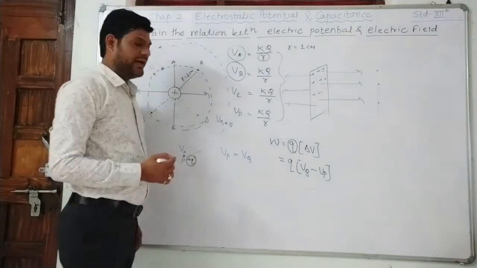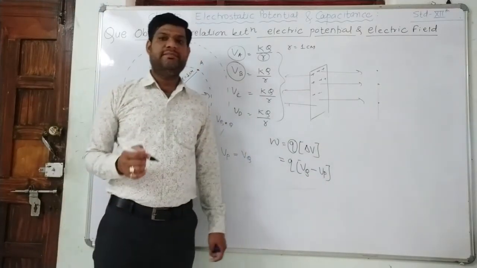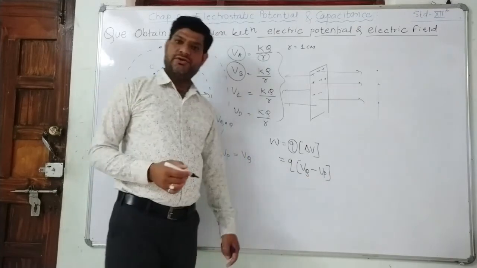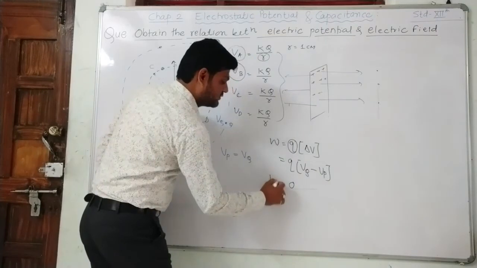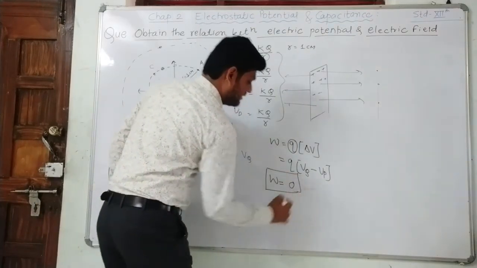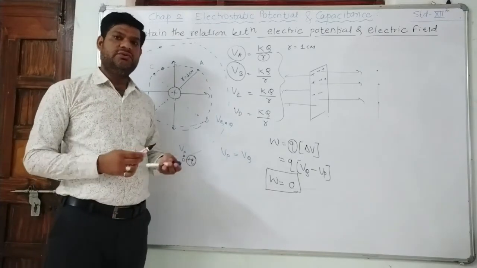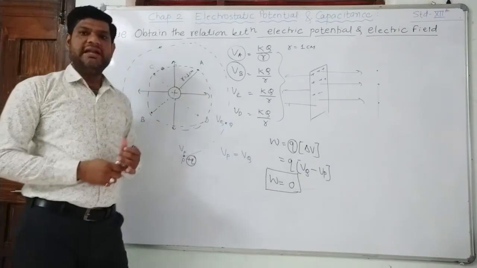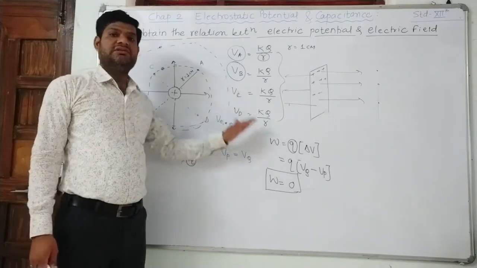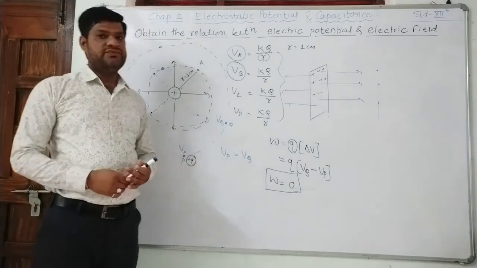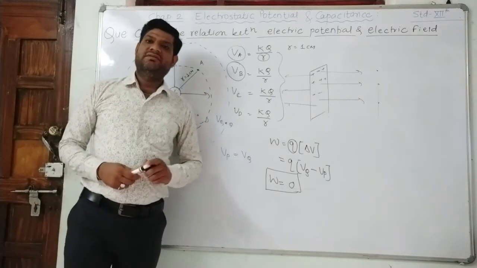But we know that the potential VQ and the potential VP are the same. So the difference will be 0. Right? So Q into 0 becomes 0. So the work done in carrying a unit positive charge from P to Q is equal to 0. Work done in carrying a unit positive charge on an equipotential surface is always equal to 0. Right? So we are moving towards our next question.